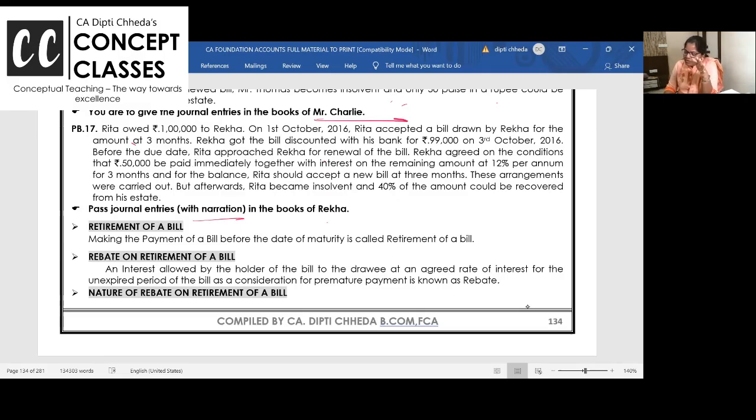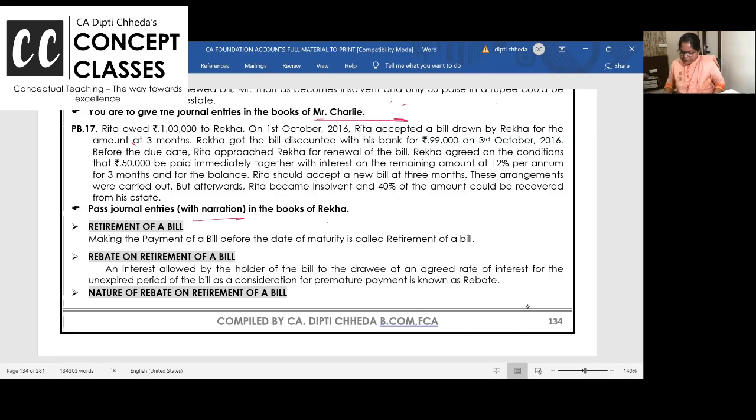Condition के साथ कि 50,000 with interest तो पहले ही cash में लेके आ जाओ. And only for the remaining bill. And so Rita accepted and these arrangements were made and he was insolvent. तो जो bill पहले तो bill draw किया, cancel किया. Another bill जो draw किया, that is only for a part of amount. That another bill also he is not able to pay. Yes? Sure.